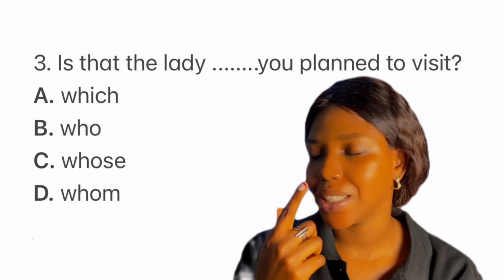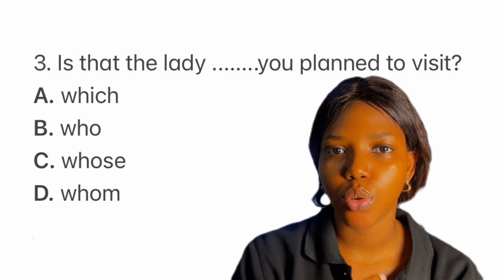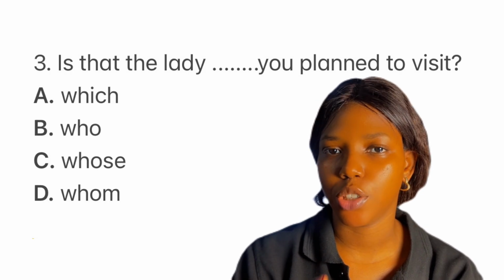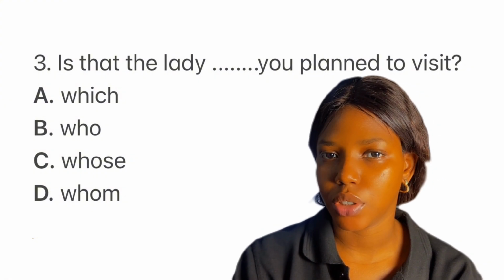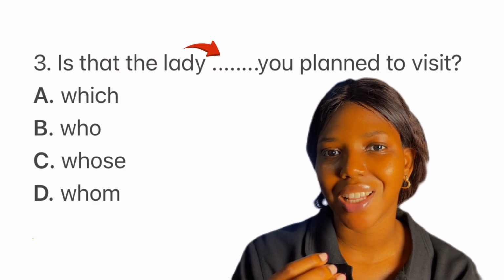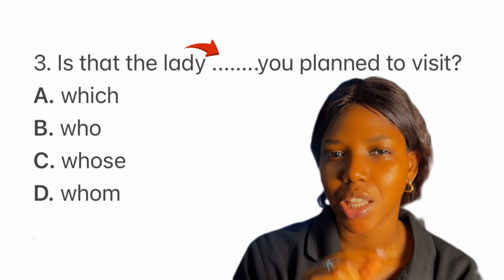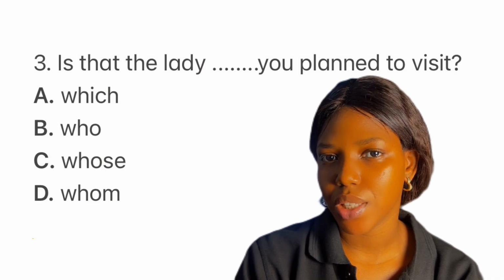Now, option B and D both refer to people, okay? But what's the difference? Who is subject pronoun? Whom is object pronoun? And you know what your subject is? Doer of an action. Object, receiver of an action. Now, I want you to concentrate on the lady because the relative pronoun has to refer to the lady. Now, ask yourself, what is the lady doing? Is the lady performing the action or receiving the action?